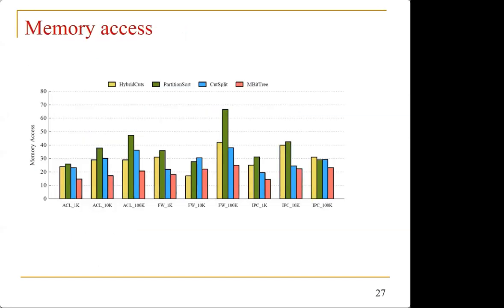The figure shows the average number of memory accesses for MBitTree, as well as HyperCuts, PartitionSort, and ByteCuts. It is clear that MBitTree performs better than the other algorithms, and the improvement increases as the rule set becomes larger. Compared with HyperCuts, PartitionSort, and ByteCuts, MBitTree achieves a range of 1.9 times, 2.4 times, and 1.7 times improvement.